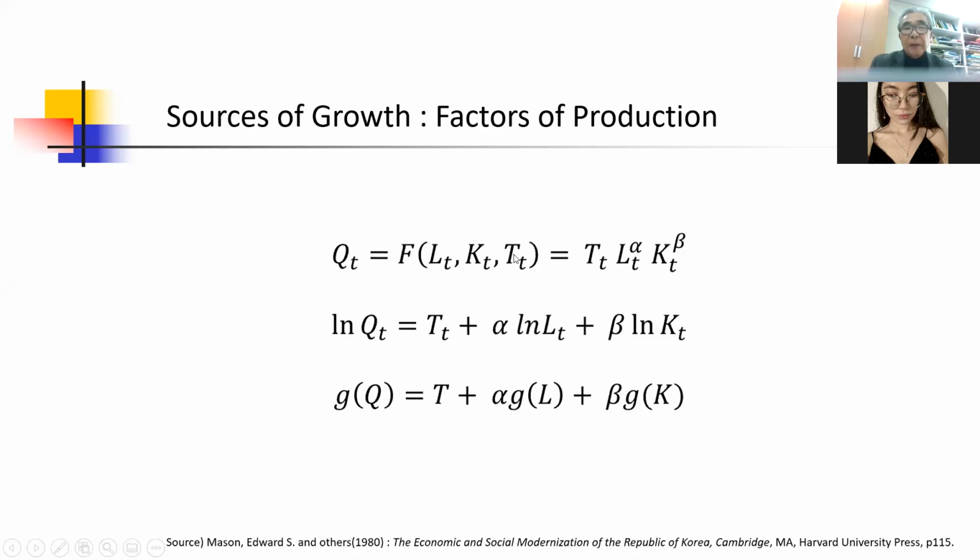And then TT is frequently referred to as total factor productivity, TFP, or some people want to define this as technology, usually unobservable. You cannot see where technology is, but technology is clearly one factor which is affecting output.